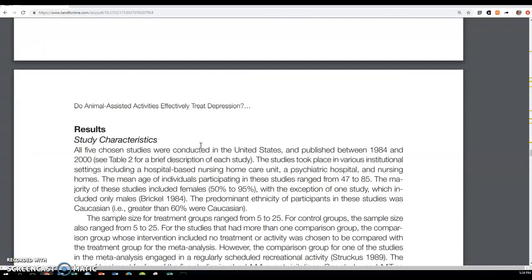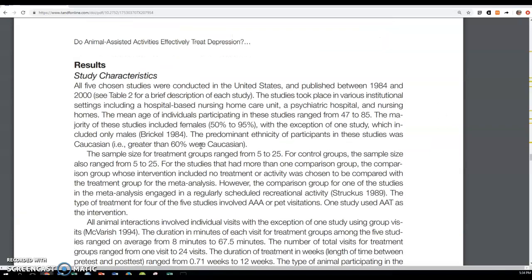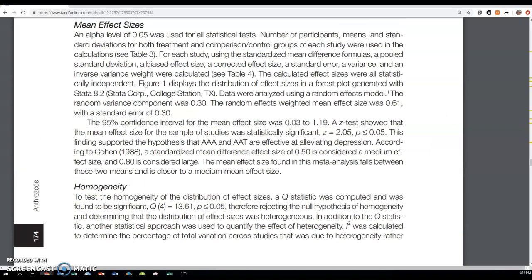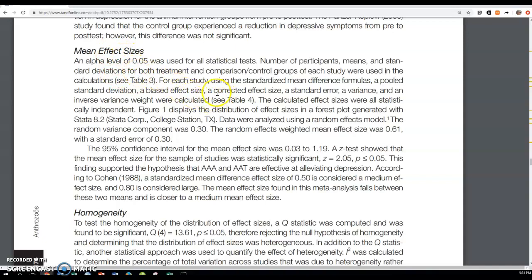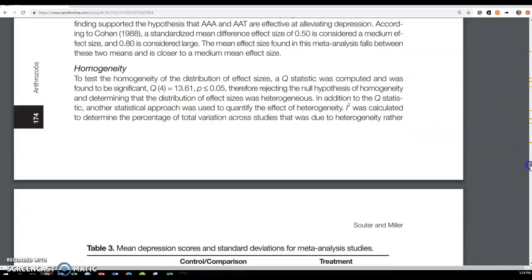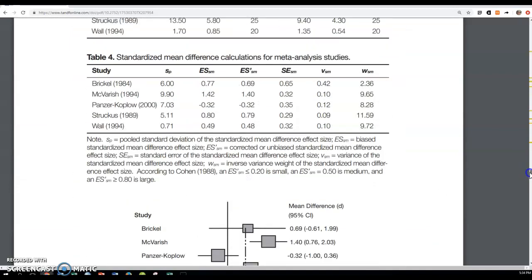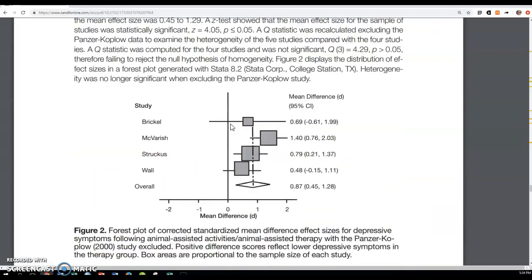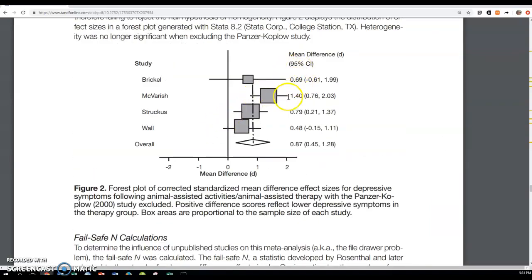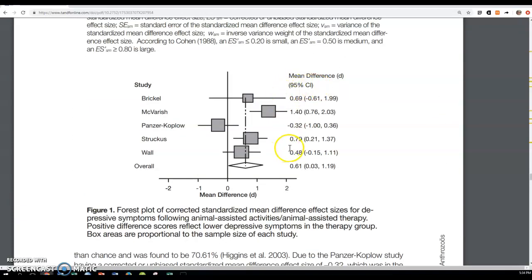You have to kind of skim up here to see how they did that, the effect sizes. But basically what they did is they went through and they created an effect size that was corrected based on the sample size, so that by the time you get down to, you can see the original effect size and then the corrected effect size. By the time you get down to the chart, these numbers here are already corrected for the sample size. And that's what you want to see.